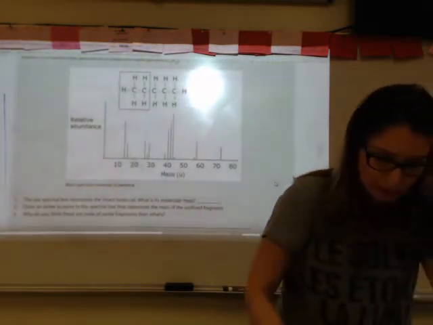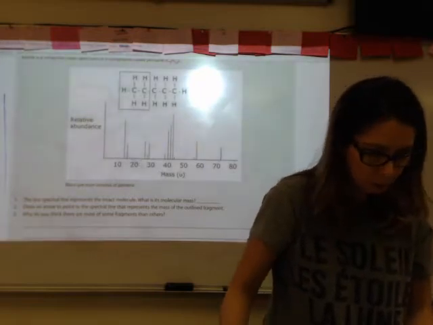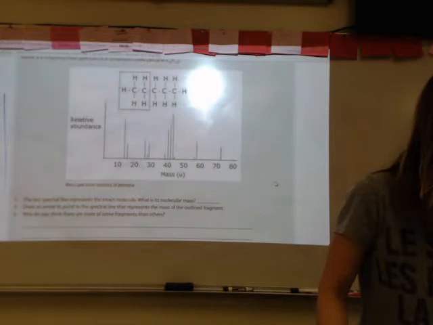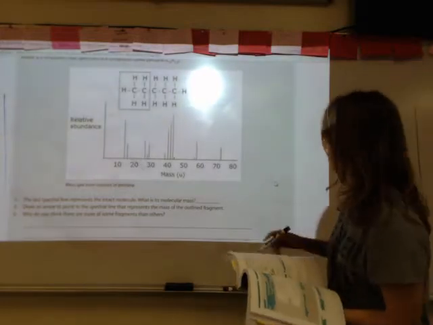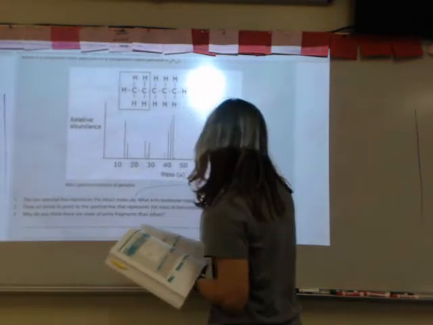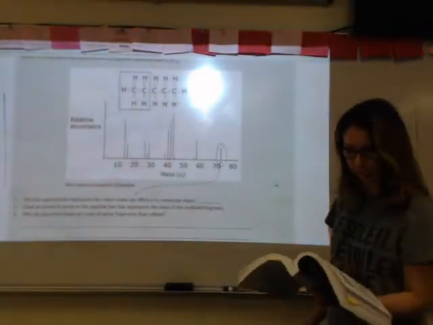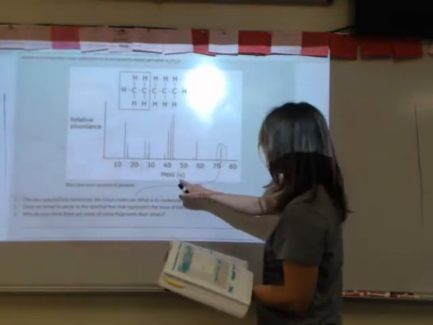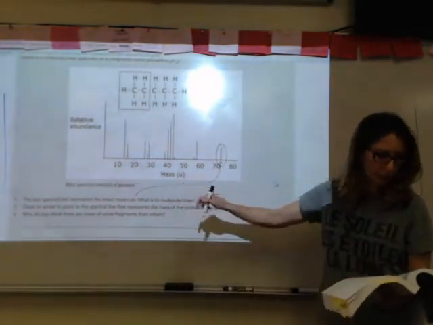It says the last spectral line represents the intact molecule. What is the molecular mass? So this is the last spectral line right down here. What is its molecular mass? I would say it's around 72 atomic mass units.